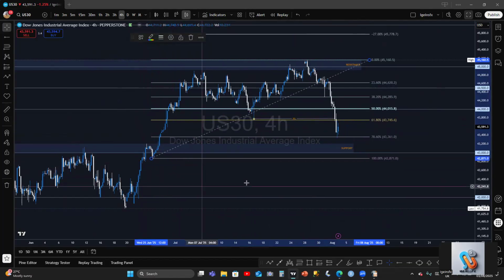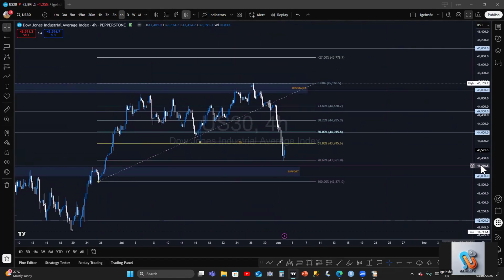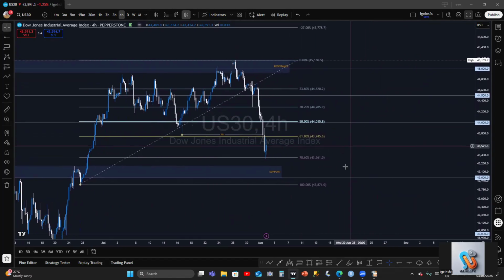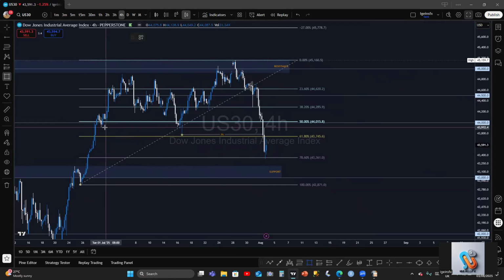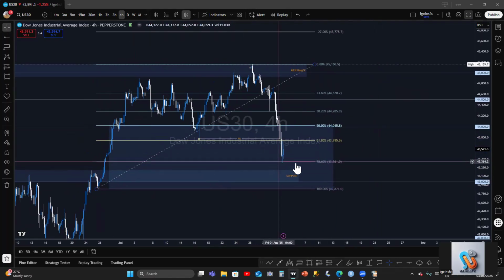This is the POI that caused this push to the upside. So we can say, okay, he has already dropped into a discount level. All right. So it's rejecting from this 78.60.